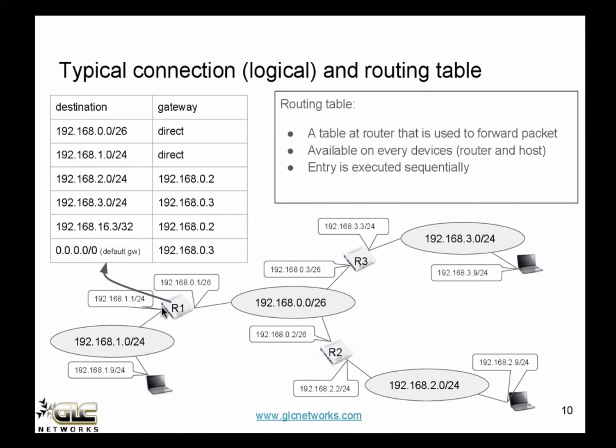Every interface on a router, so addressing is important here. Every router interface must have an IP address that belongs to that network. For example, router 1 has 2 IP addresses: 192.168.1.1, on the left, and 192.168.0.1, that's for the network here, on the right.